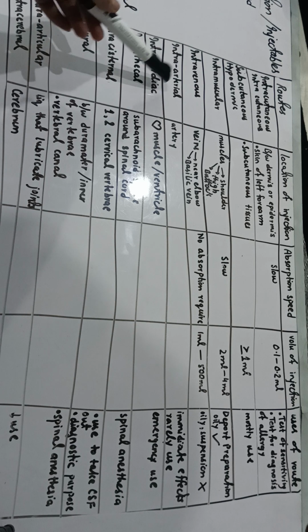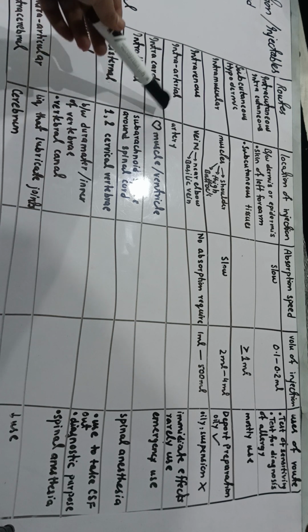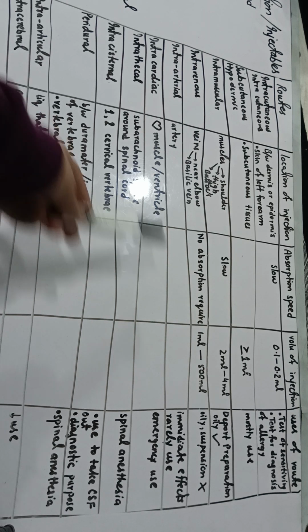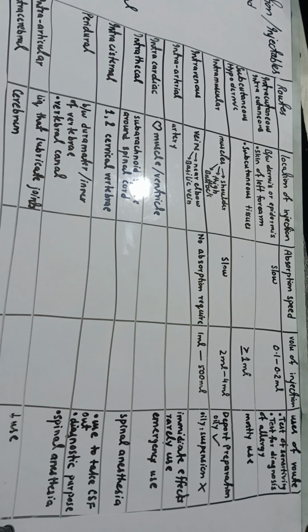Next is the intra-arterial route. Arterial means the artery. Now we are giving the injection in the artery. It has no absorption speed or volume because it is not commonly used.